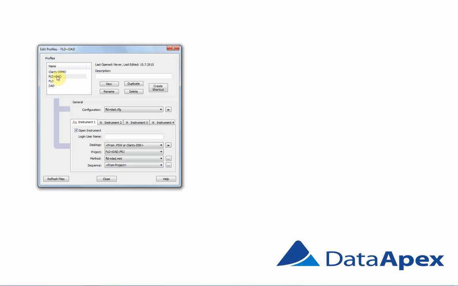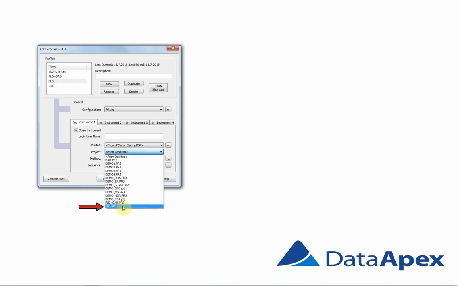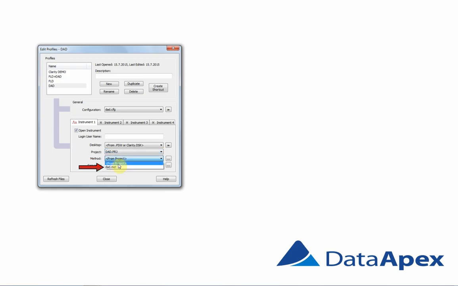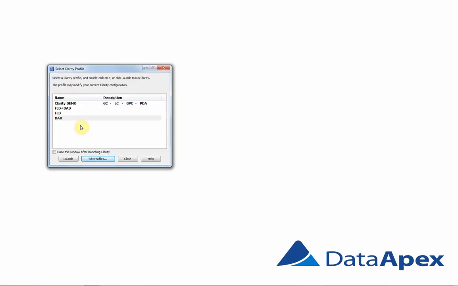Now this profile is completed, and we can continue for the second one, FLD, which will be opened as well on the first instrument. The project is FLD, and the method is FLD method. This profile is completed as well, and the last profile is DAD. Again, similar process, project, DAD, method, DAD method. If you want to specify a sequence that would be opened while launching this profile, you can do it here and click Close.